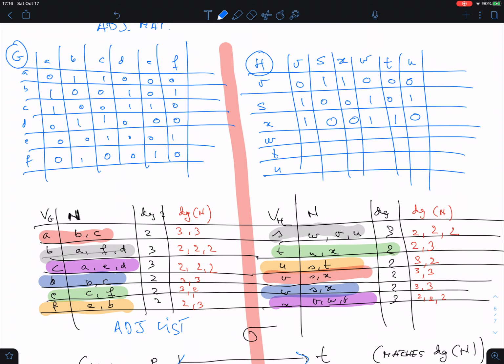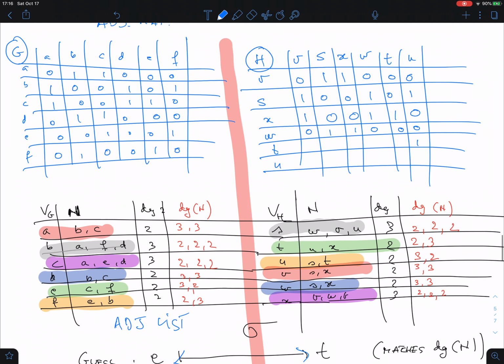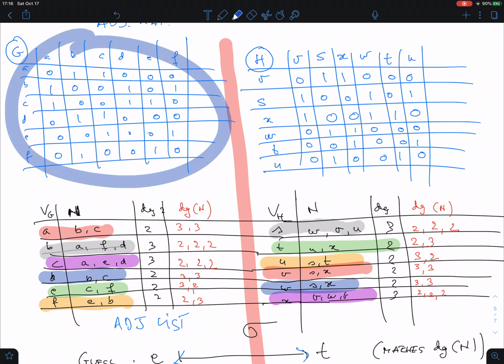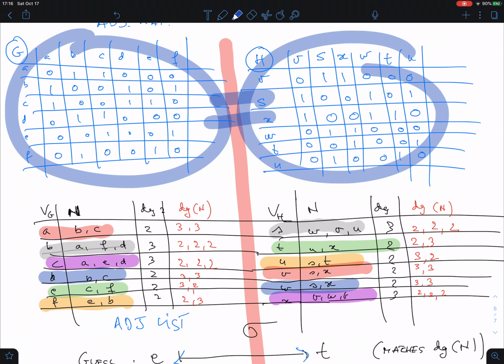W, the neighbors of W are S and X. S is here and X is there, so this is 0, 0, 0, 0. The neighbors of T are U and X. U is here, X is here. I always have to keep looking for them now because they are listed in different order, right? And then finally U, S and T, 0, 0, 0, 0. And lo and behold, this matrix is the same as this matrix. They are the same matrices, and that proves that we have an isomorphism.